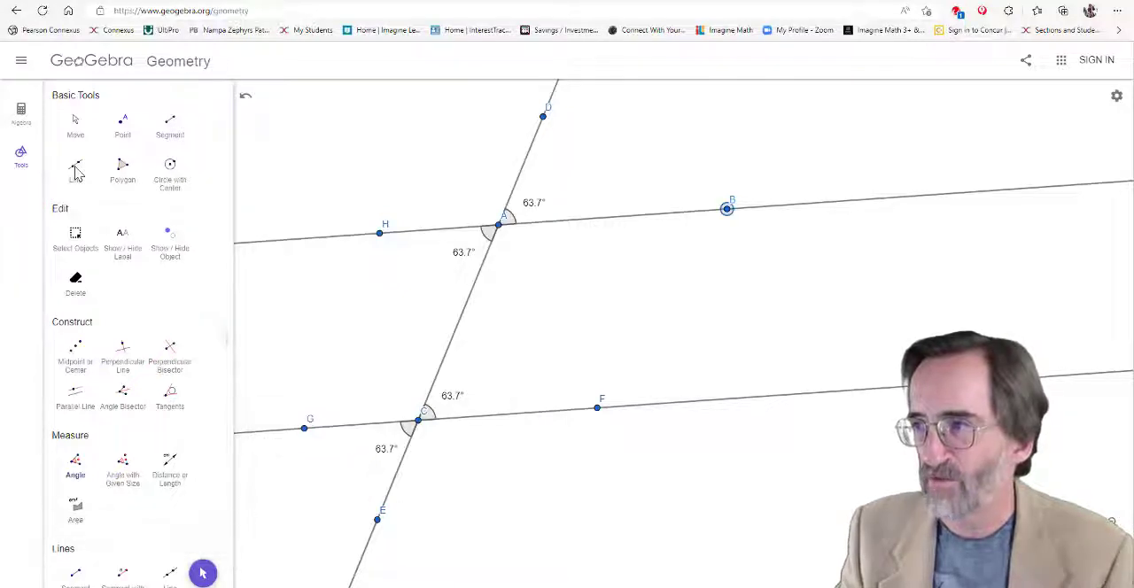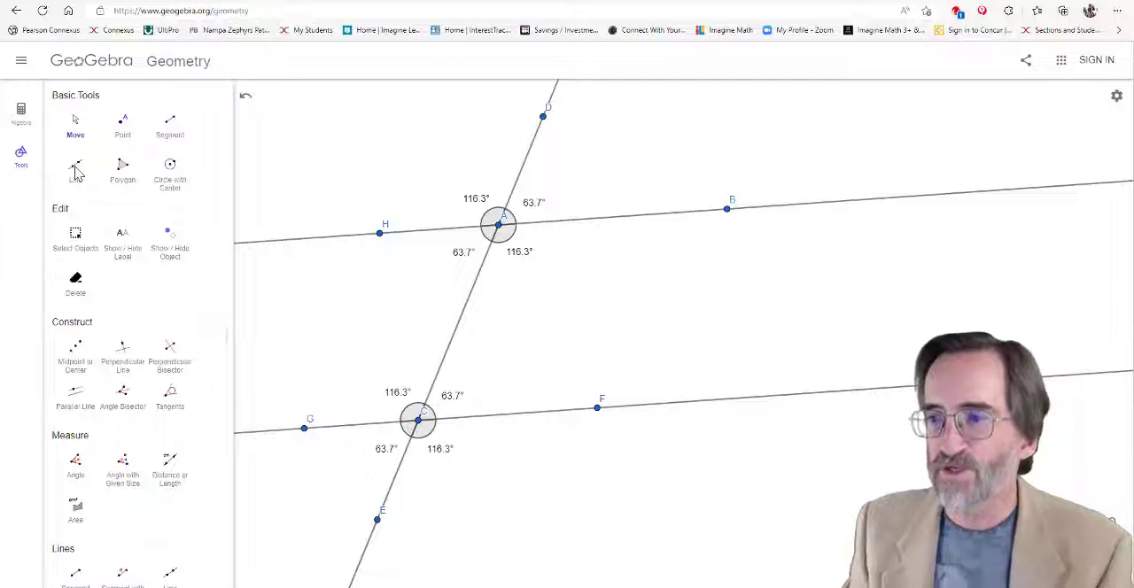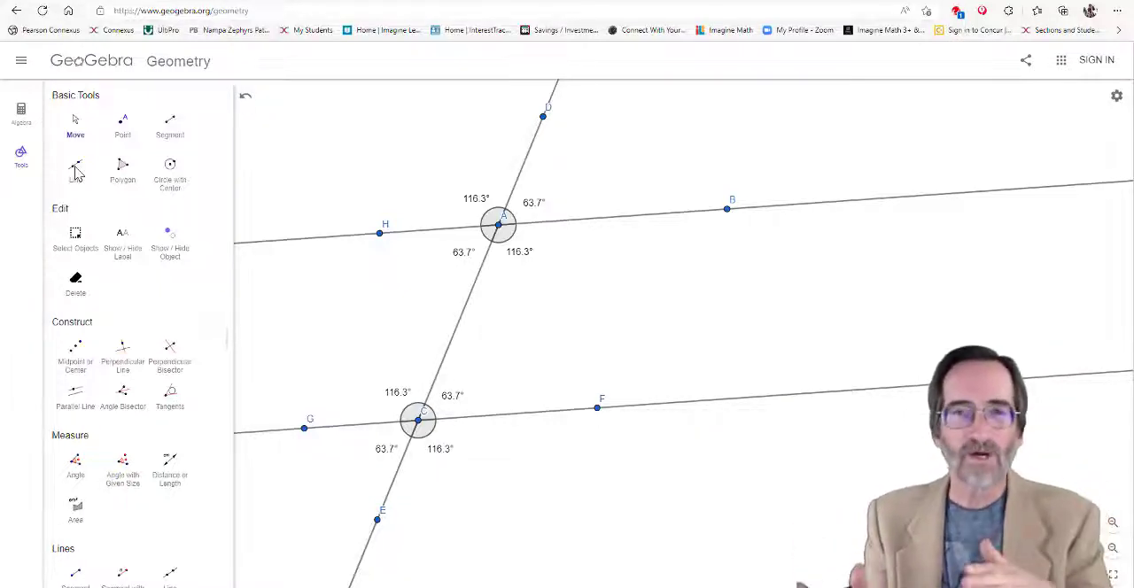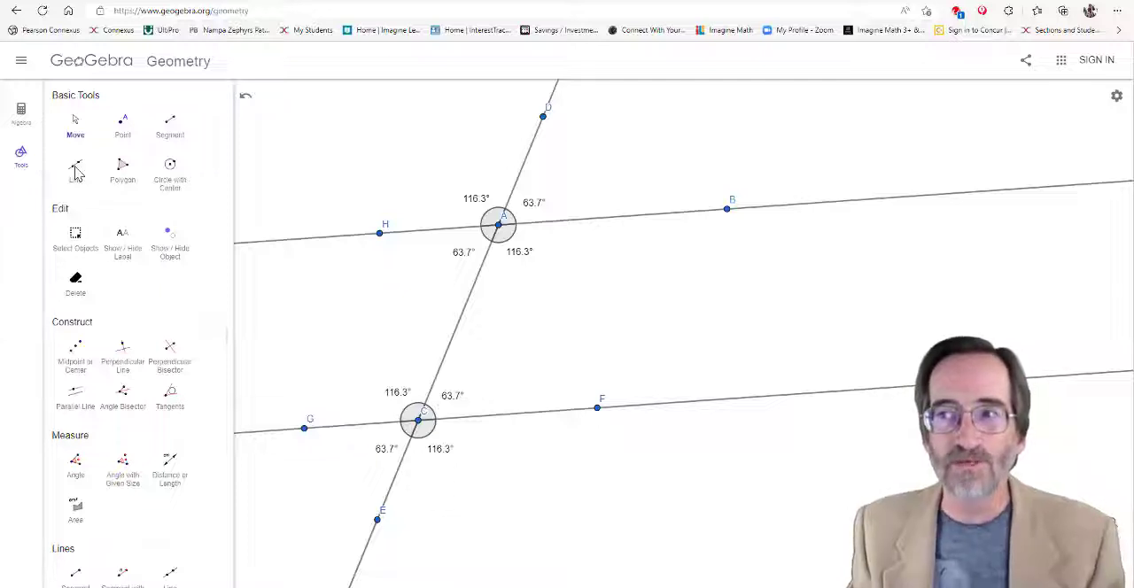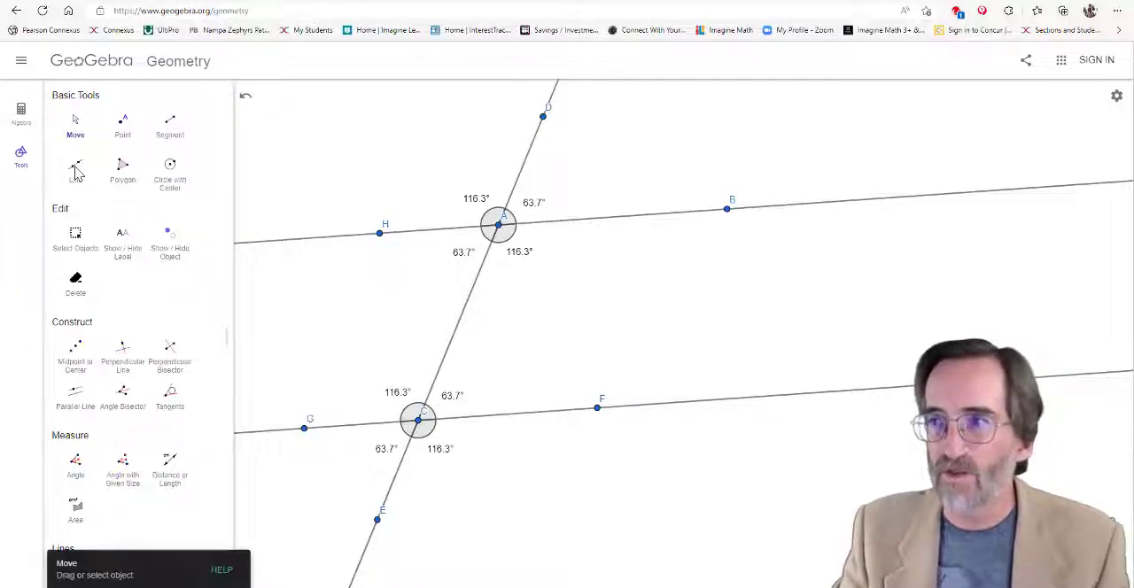So we're going to measure angle BAC. We're going to measure angle DAH, 116.3. Measure angle FCE, 116.3. GCA, 116.3. Pull these out so we can see them a little more clearly. So really, in summary, when I have two parallels crossed by a transversal, there are only two angle measures: one obtuse and one acute. Now, if I make it so that one of them is right, they'll all be right.